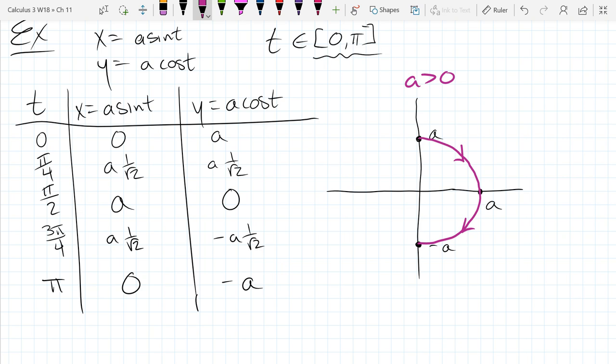So sine of 0 is 0 times a is 0. I kind of skipped that step. Okay, so there's our graph.